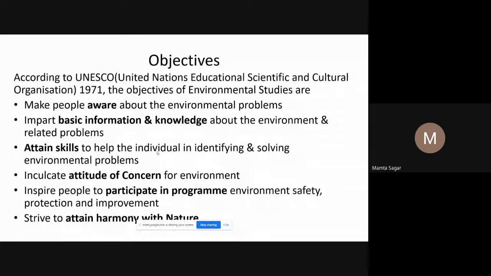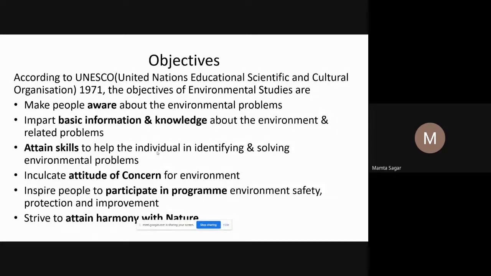What is the next? Strive to attain harmony with nature. This is another objective. We should struggle, we should make effort to attain harmony with nature. How will it happen? If we minimize the problems, if we solve the problems of the environment, then we can attain harmony with nature.